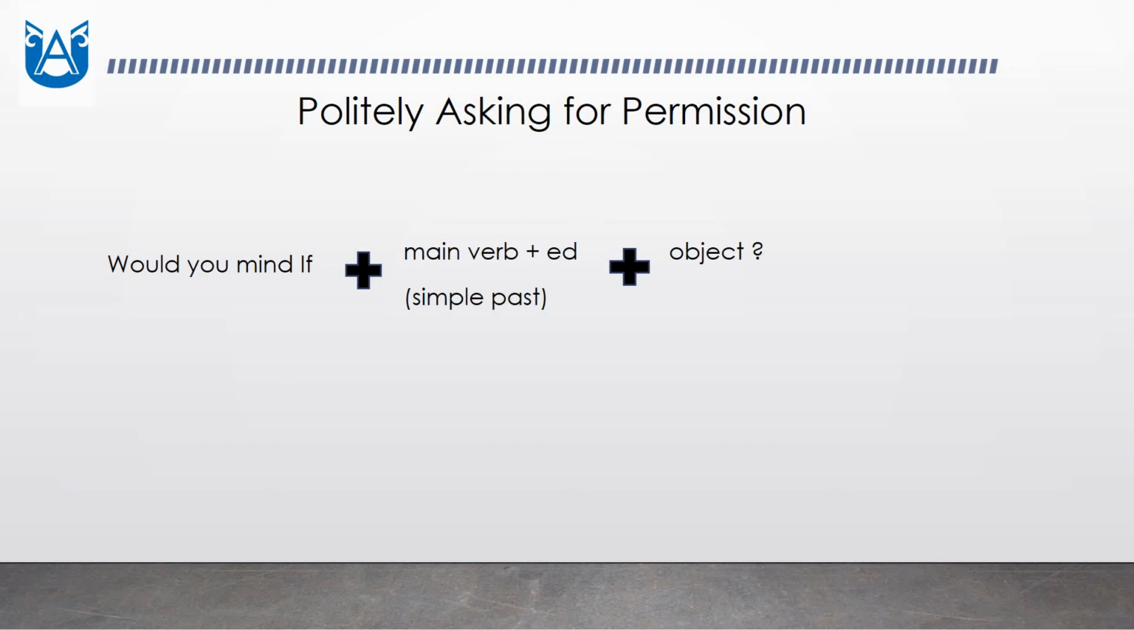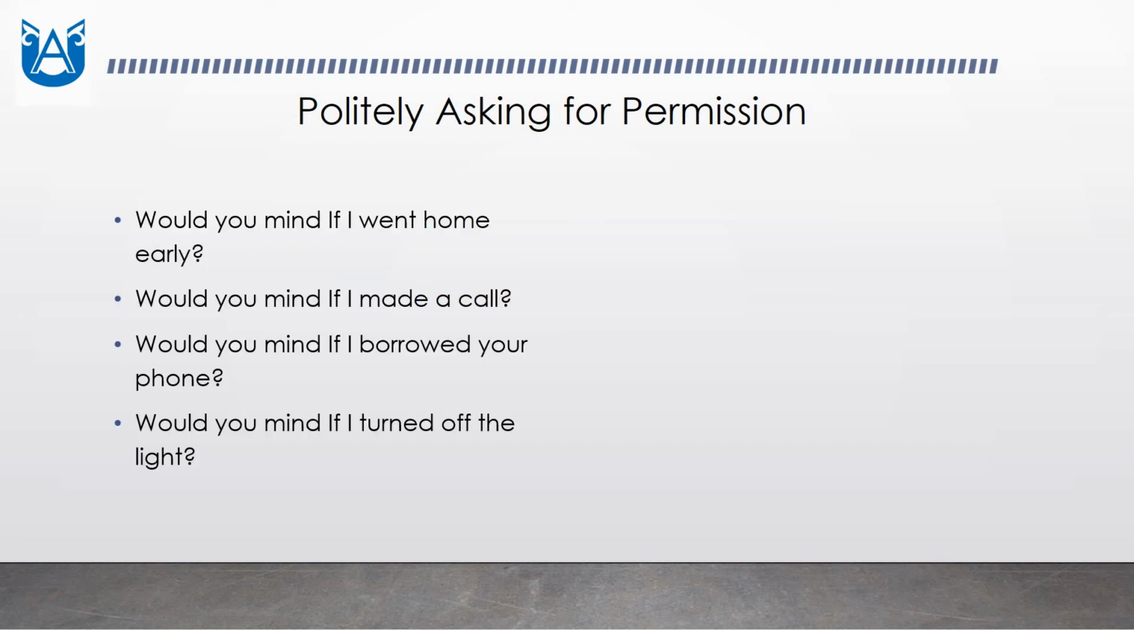Another way we could ask for permission is by using would you mind if, followed by the main verb in the simple past form, either with ed ending or irregular past form, followed by the object and the question mark. Would you mind if I went home early? Would you mind if I made a call? Would you mind if I borrowed your phone? Would you mind if I turned off the light? To this question, you might get a response such as not at all, no, of course not, sorry, but.